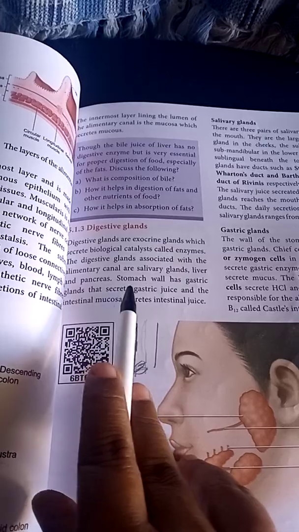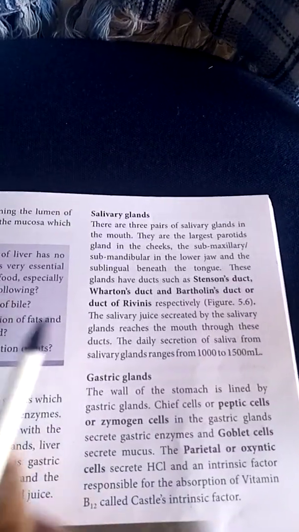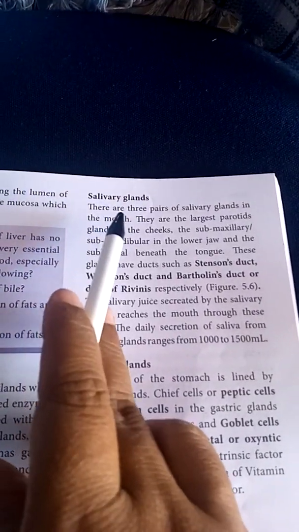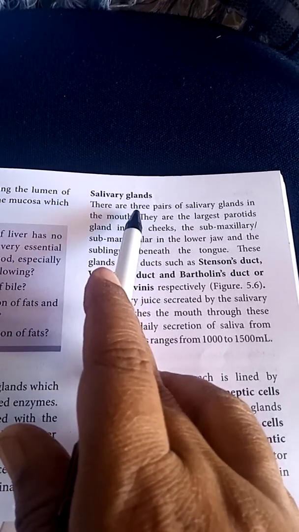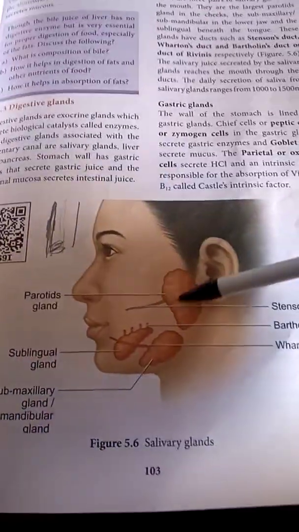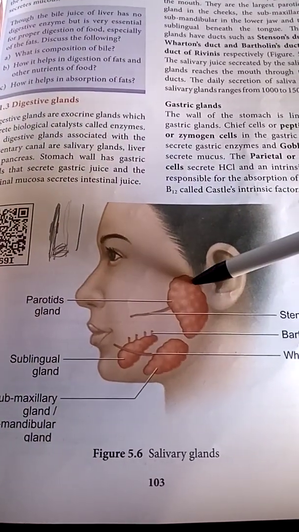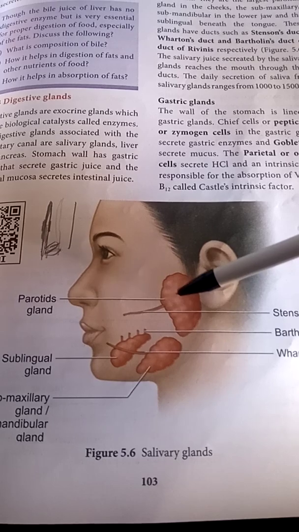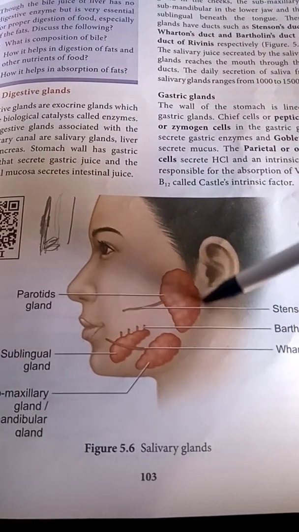Okay, so what are the digestive glands we are going to discuss? Salivary glands, liver and pancreas. First we are going to discuss the salivary glands. There are 3 pairs of salivary glands in the mouth. In our mouth, 3 pairs of salivary glands are present. The largest is the parotid gland in the cheeks. First one, the largest gland, is known as the parotid gland. It is present in our cheeks.